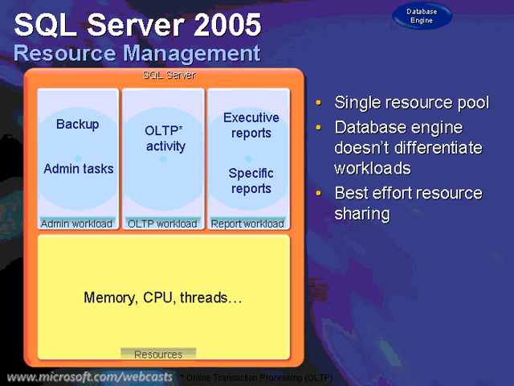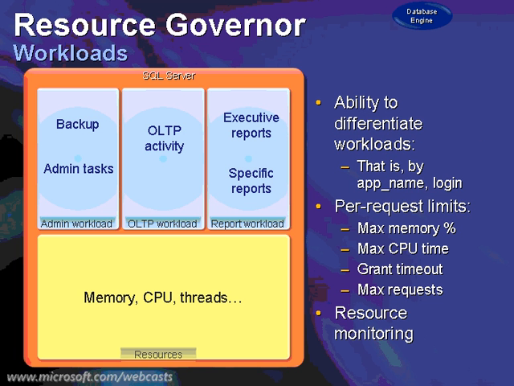And we are trying to improve on that front in SQL 2008, and this is where the Resource Governor feature comes in. And the main functionality there is that it allows you to differentiate between your workloads. So you can look into the queries or the requests that come in and distinguish them by their application name or the login that performed them. And then based on that characterization of your workloads, you can have specific per request limits on, for instance, the memory, the CPU time, grant timeouts, the maximum number of requests, and you can also monitor what's going on.